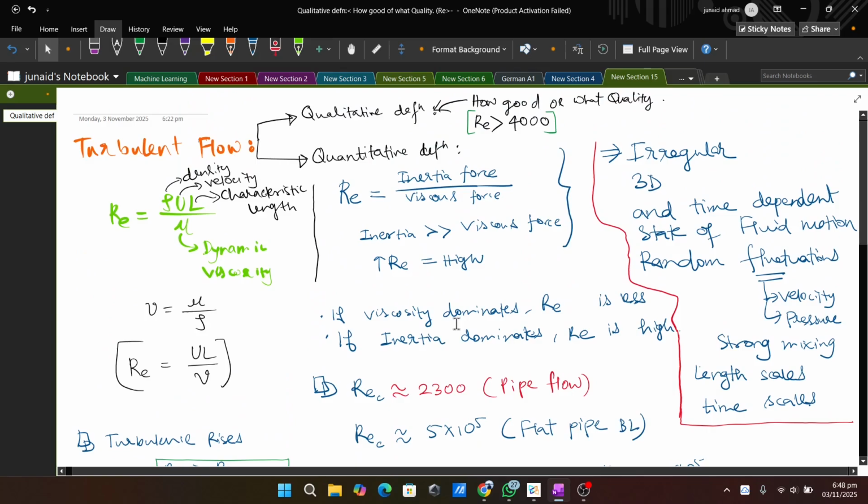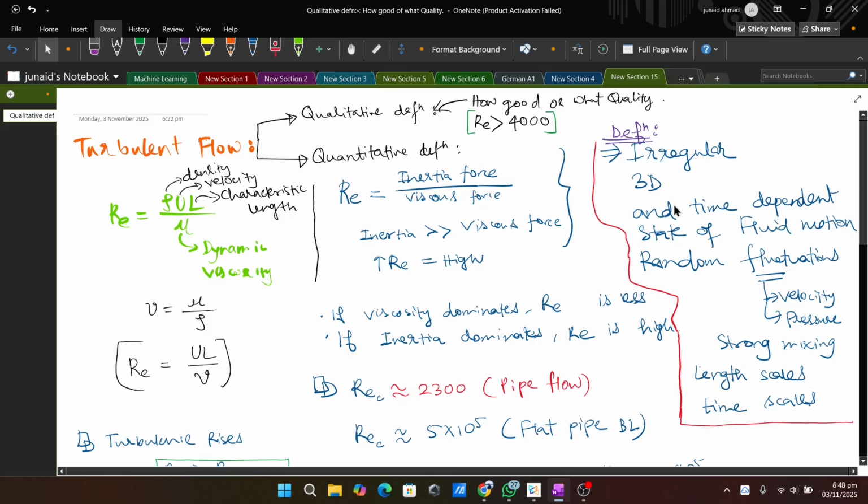All right, so far we have talked about turbulent flow, a qualitative view or definition, and a quantitative definition. We talked about the Reynolds number. We talked about the definition. This is basically my way of providing the definition.